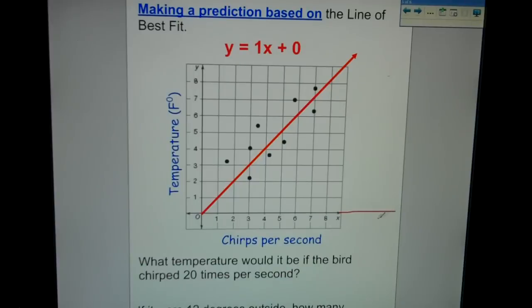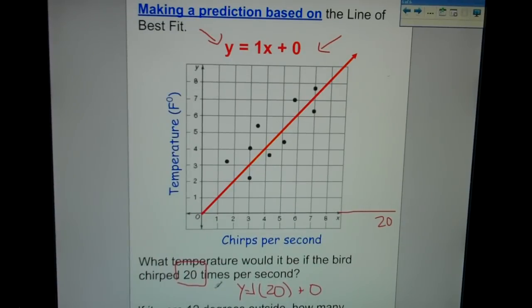Well, my graph doesn't go all the way out to 20. So instead of using my graph, what other part of the multiple representation could I use to figure it out? Which part would I want to use? The algebra part. So 20 times per second, is that going to go in for x or y? Good, it's going to go in for x. So we would have y equals 1 times 20 plus 0. And you do the math, that's pretty easy. 1 times 20 is 20.